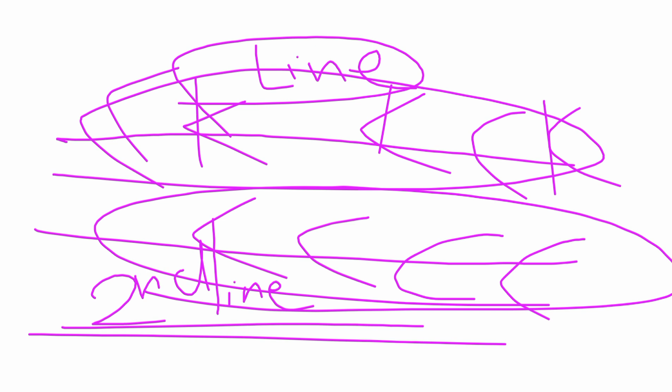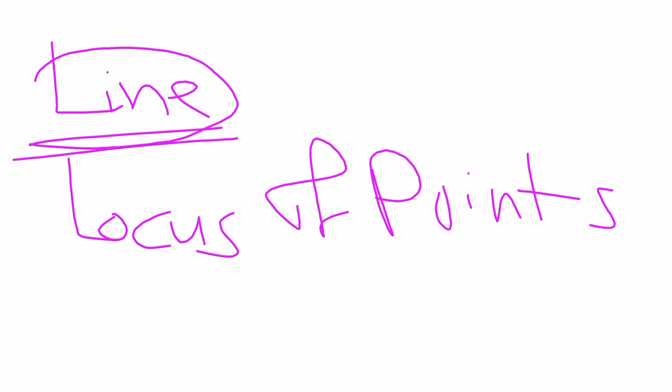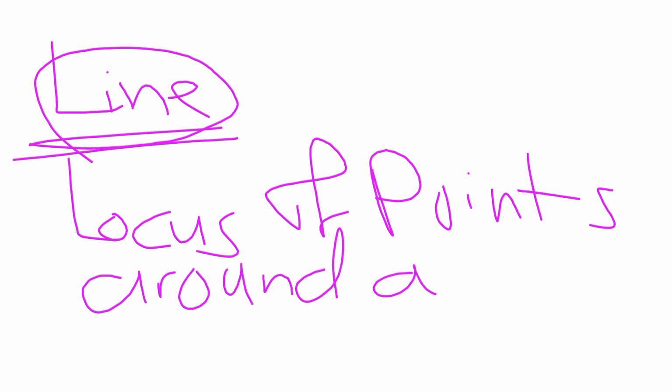What do I mean by the locus of a line? The locus of a line is the locus of points around a line. I can get a shape like this on the left hand side, or I can get a shape like this on the right hand plane.